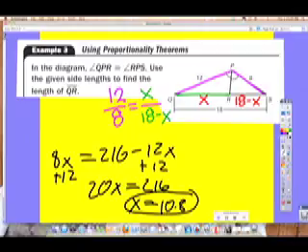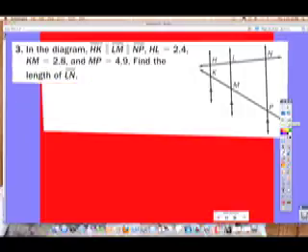Alright. This problem, I think they give us all the information we need. Let's just put it on the picture. So HL, they said, is 2.4. KM right here, 2.8. And MP, 4.9. Find LN. Alright, this is the very first thing we learned today. Go for it. Set it up. Use your calculators.